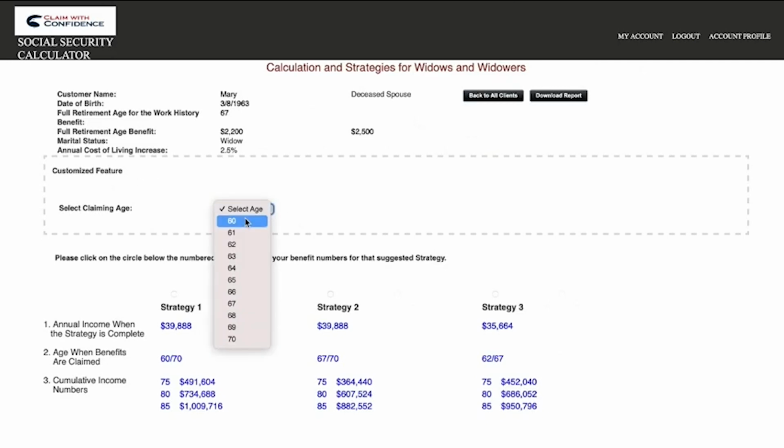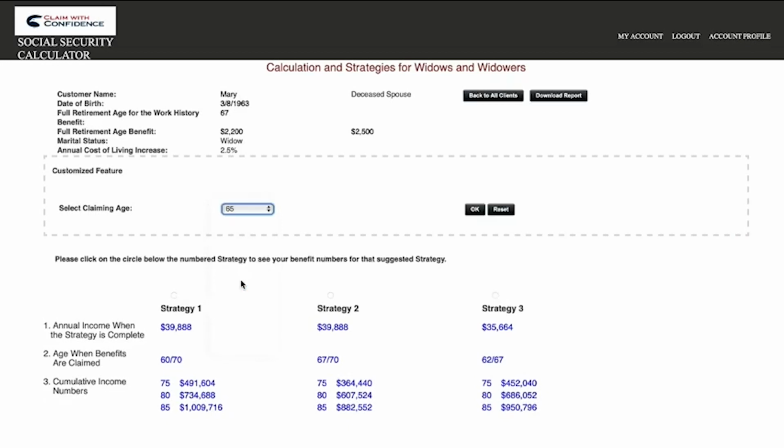And she can opt to claim at any age between 60 and 70, because you can claim the survivor benefit as early as age 60. But she wants to work until age 65, retire, and claim Medicare and Social Security at the same time. So we put in age 65, hit OK.